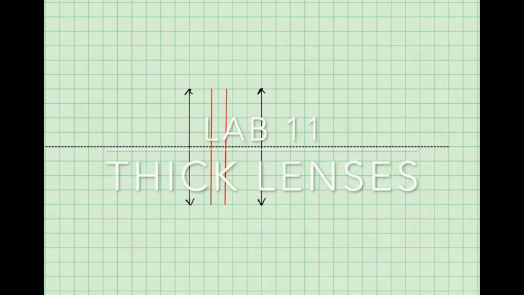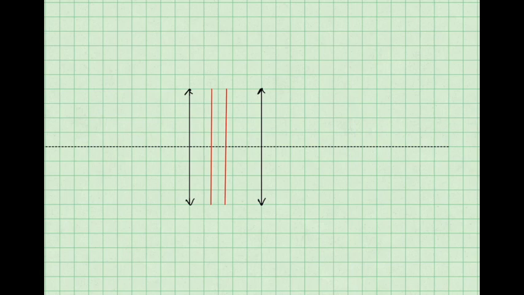Welcome to Lab 11 on thick lenses. We'll quickly review the theory of thick lenses, especially those built by two thin lenses, and then get into the lab details. As you've seen from the notes, two thin lenses can be treated as a thick lens, and thick lenses have two principal planes, H1 and H2, two nodal points, N1 and N2, and two focal points, F1 and F2.